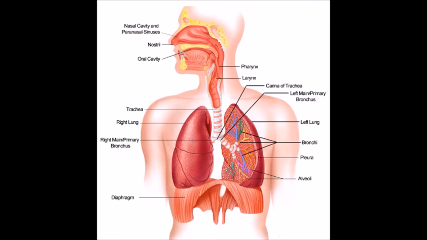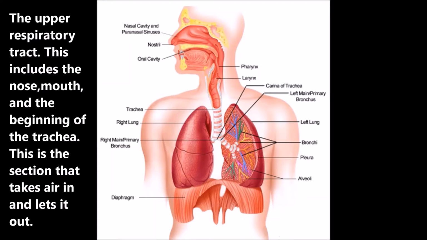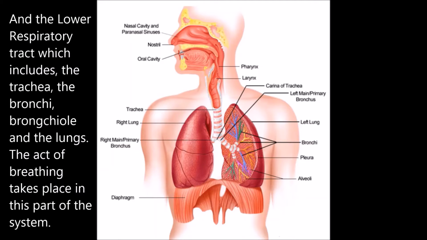The respiratory system is divided into two parts. The upper respiratory tract, which includes the nose, mouth, and the beginning of the trachea. This is the section that takes air in and lets it out. And the lower respiratory tract, which includes the trachea, the bronchi, the bronchioles, and the lungs. The act of breathing takes place in this part of the system.